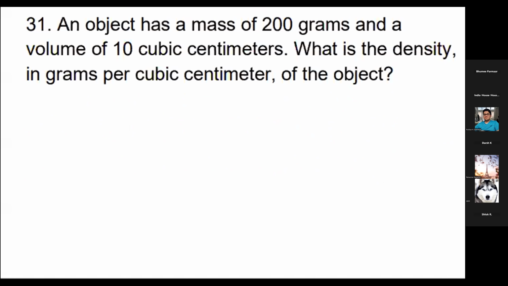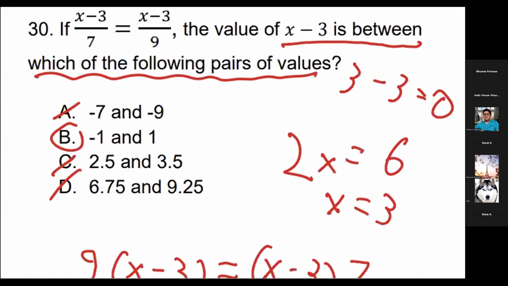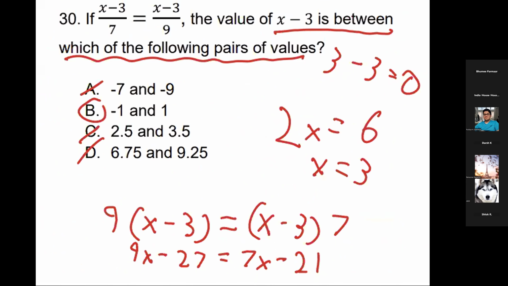So someone asked, wouldn't 30 be C? Okay, I'm not sure how you got C. Basically what I did is I just multiplied both sides by the denominators. So that's just 9x minus 3 equals x minus 3 times 7. Multiplied it out, that gets us 9x minus 27 equals 7x minus 21.